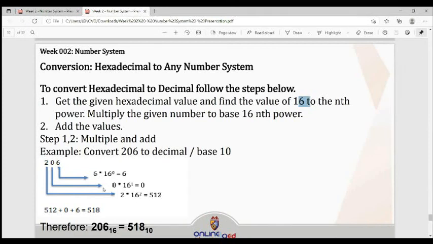Then, 0 yan. So, any number that is multiplied by 0, the result is still 0. Then, here we have 0, 1. This is 16 raised to 2. So, 16 raised to 2 times 2, the answer is 512. So, 512 plus 6, the answer is 518. So, that is the conversion of hexadecimal to decimal.